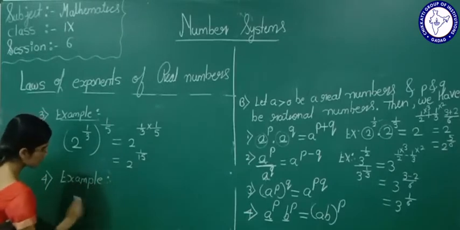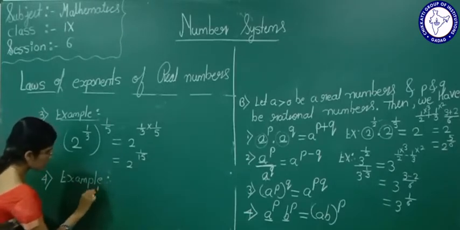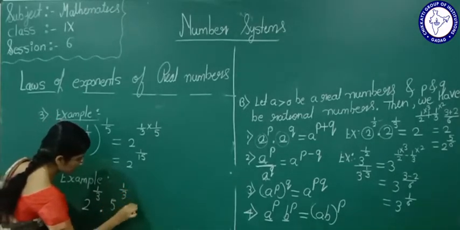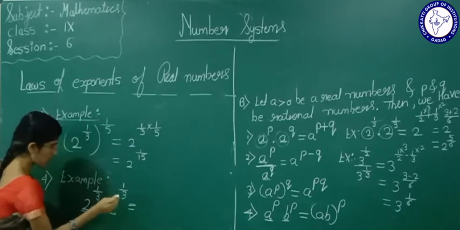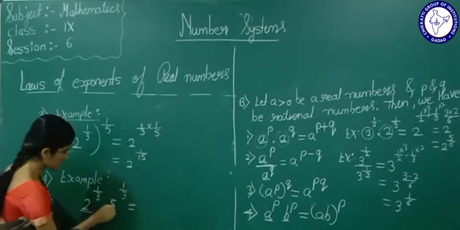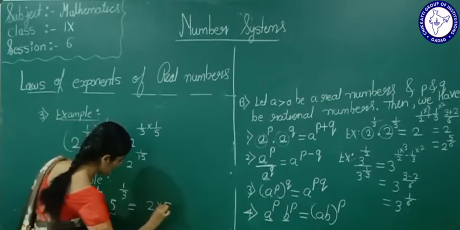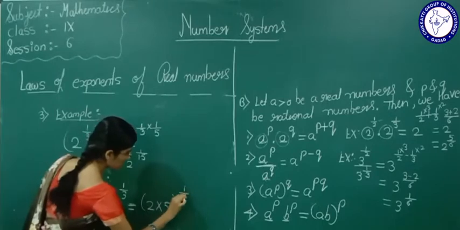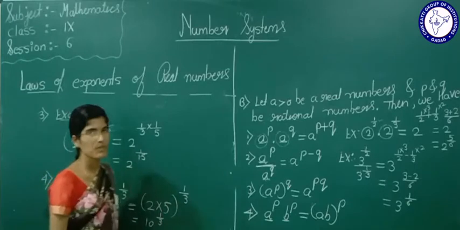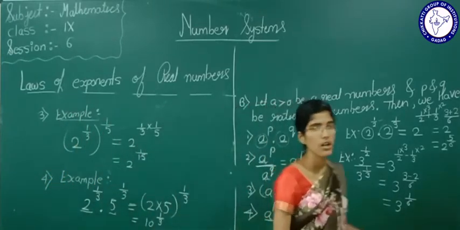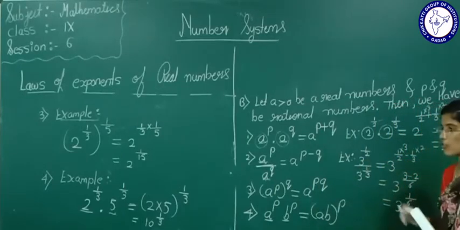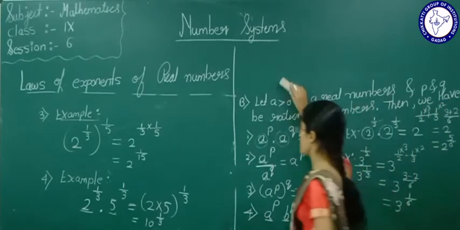See here, 2 raised to 1/3 into 5 raised to 1/3. If the bases are different and the powers are the same, then the law tells that we have to multiply these two. 2 into 5 raised to 1/3. 5 2s are 10, so 10 raised to 1/3. These are the laws of exponents for real numbers. So based on this we are going to solve problems.